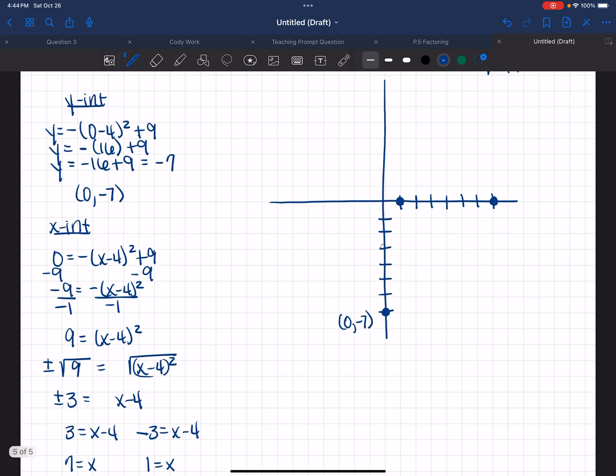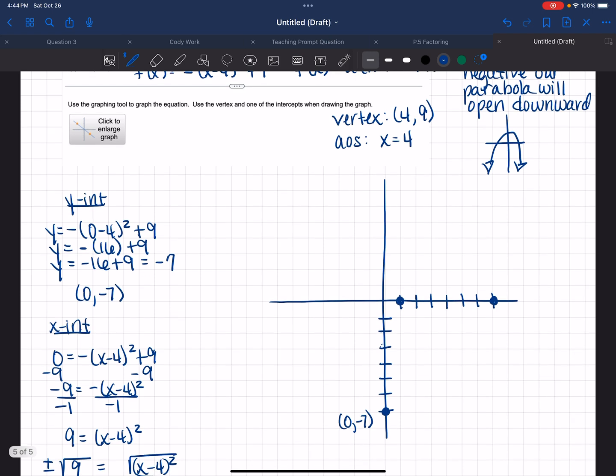And I have a vertex at (4, 9). 1, 2, 3, 4, 5, 6, 7, 8, 9. I covered up part of my graph. 1, 2, 3, 4, 9. Okay. And then, of course, I have that axis of symmetry right there at x equals 4.